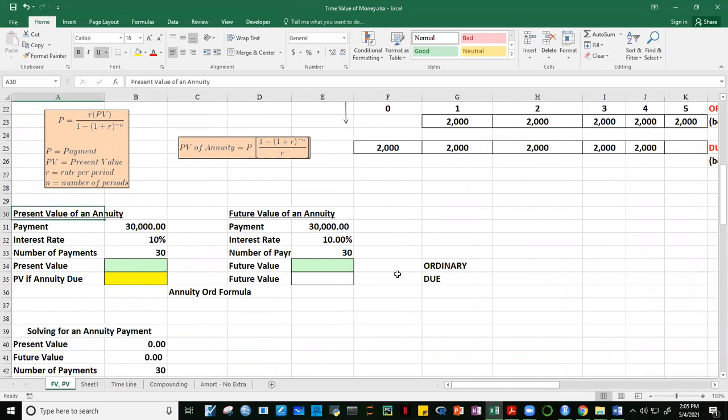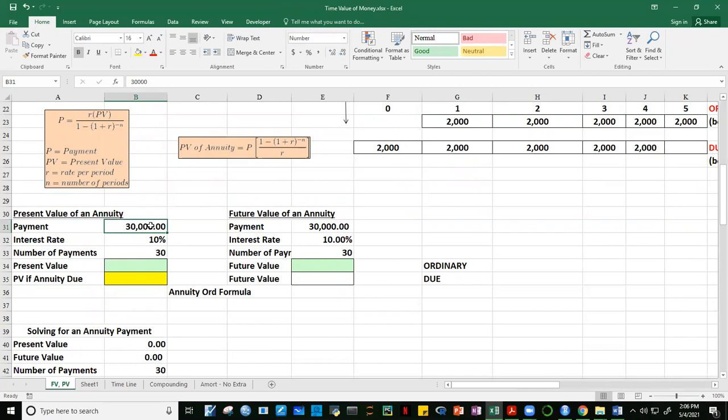Okay, so here we're being asked for the present value of an annuity. Ano daw ang present value nito? So, ano ibig sabihin ng payment na 30,000? So, every year for the next 30 years, number of payments 30, payment is 30,000. Magbabayad tayo ng 30,000. Ngayon, hindi sinabi kung annuity due or ordinary.